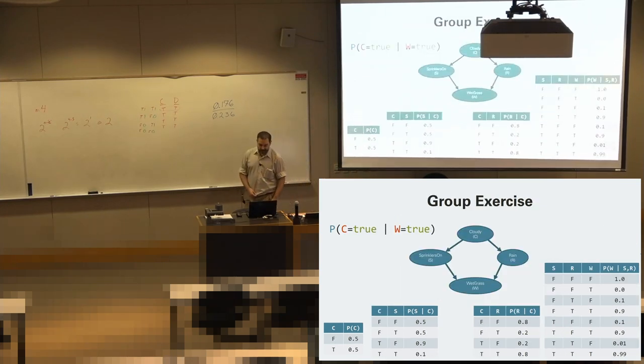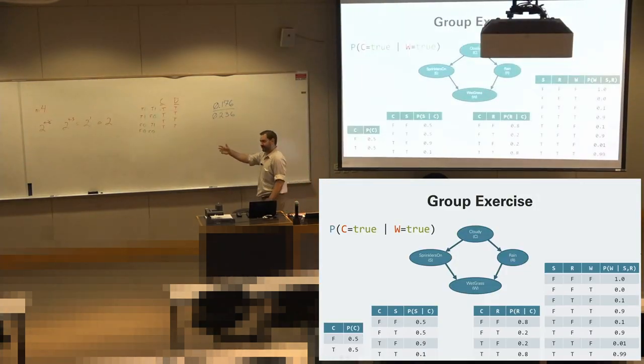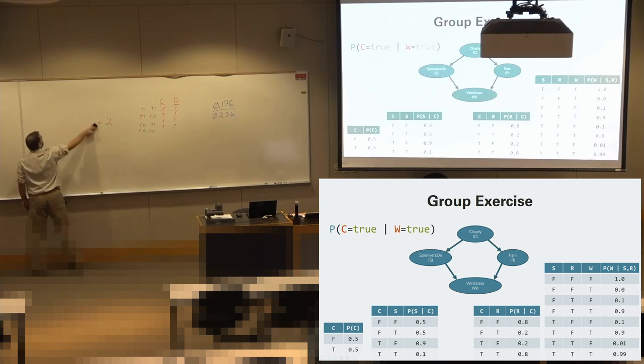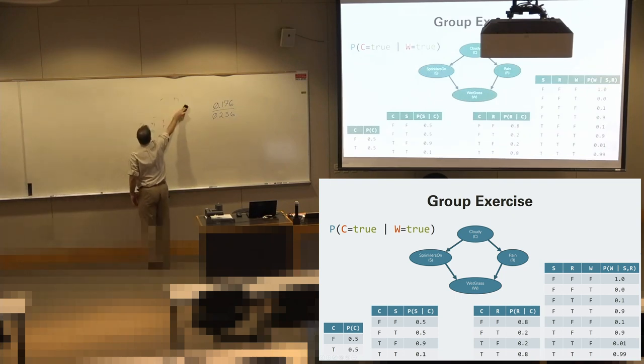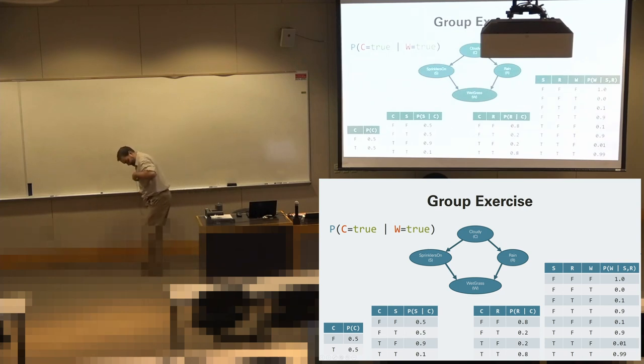So this is where I've got plenty of time. I didn't really have this one for you as a separate worksheet, but we'll work through this together. We want to find out the probability that it is cloudy given that I look down and the grass is wet. I could look up, but that's very computationally expensive.